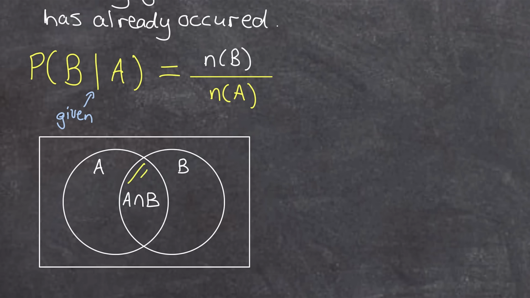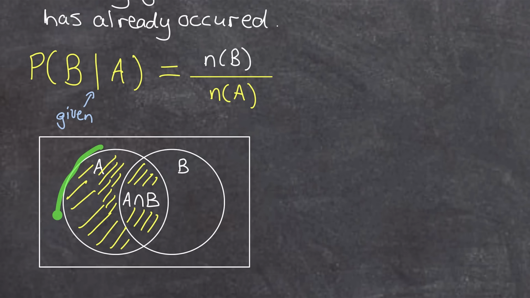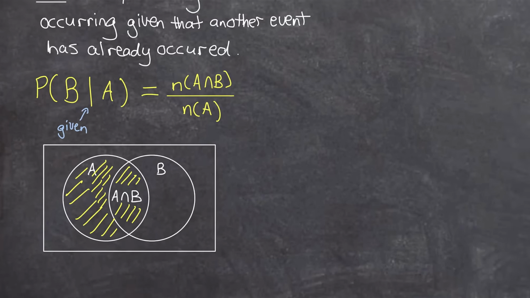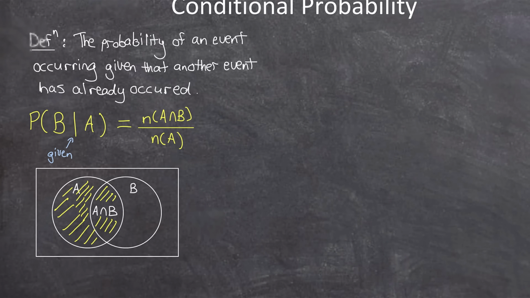And I'll shade in that new sample space. So if this is our new sample space, what are the number of elements inside of set B? Well, that would be just these elements here that are in the overlap of A and B. So I'll change my numerator to the number of elements that are in both A and B. So this is my conditional probability formula. Let me zoom out and let's try an example to see how it works.